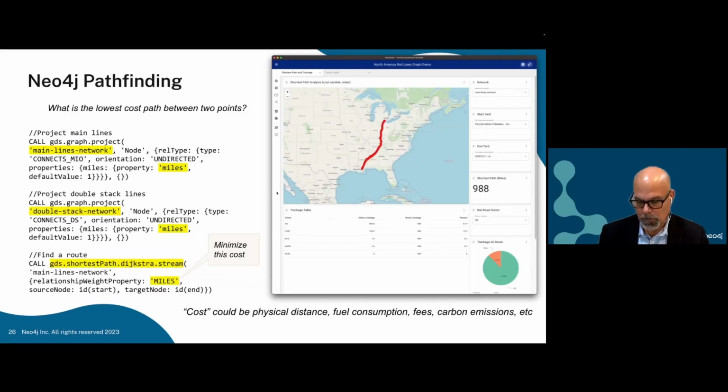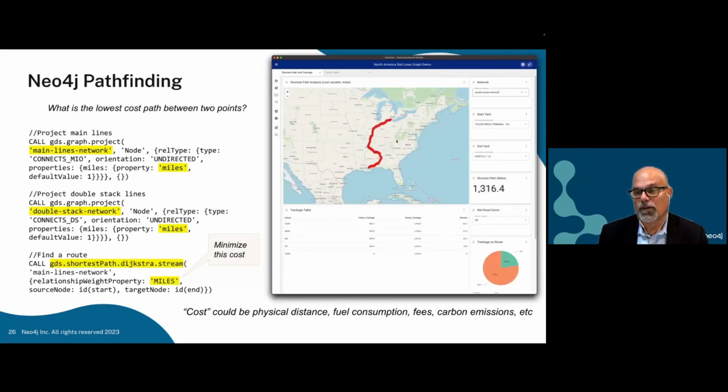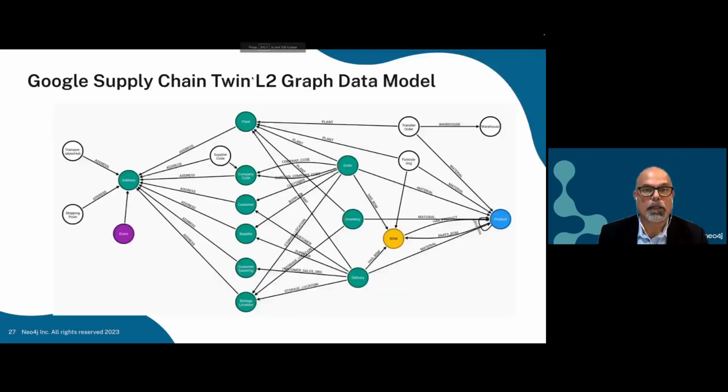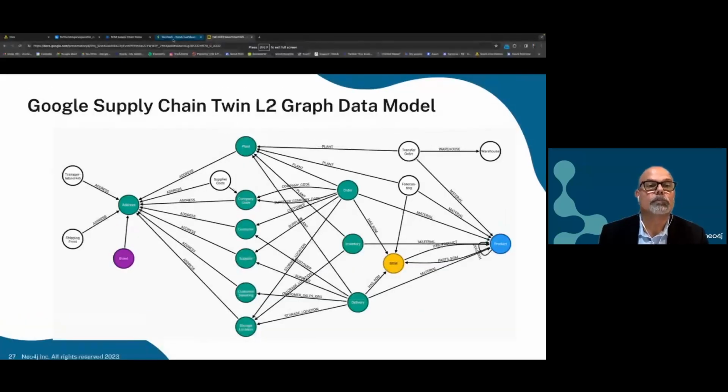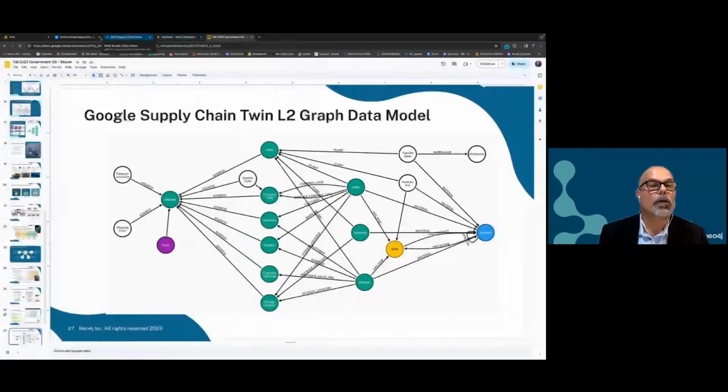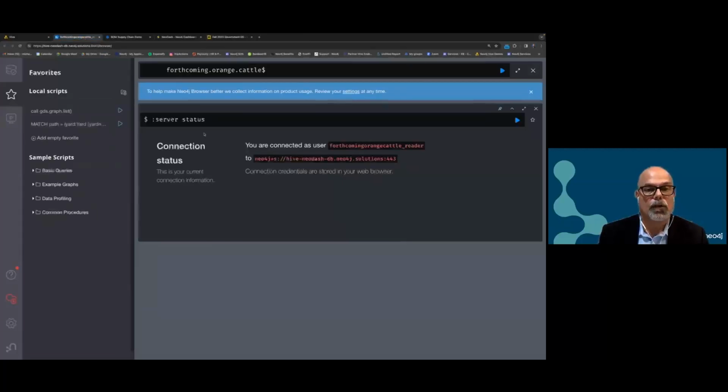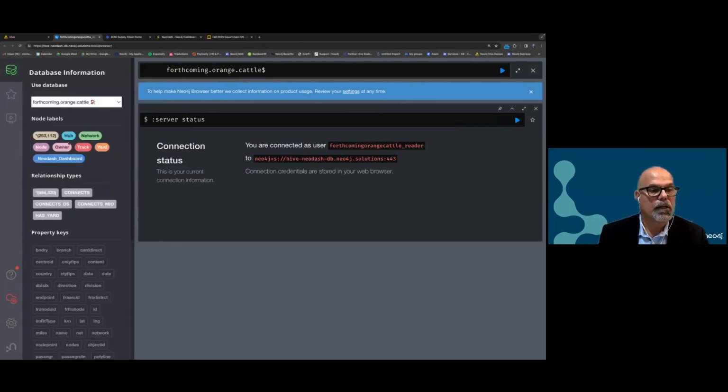And so here's a screenshot of that. And this is the double stack network. So let's go look at this live. And I'm going to bail out of this for 1 second. And we're going to take a quick look at the database. And so this is this database of track. And you can see here I have yards, and I have track, and I have a couple of different kinds of relationships, right?